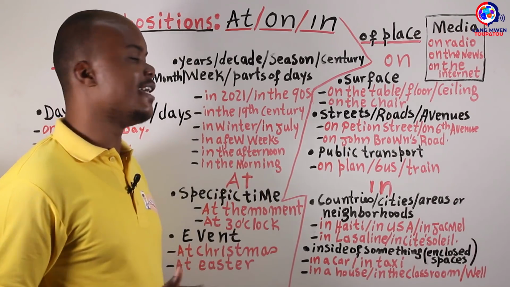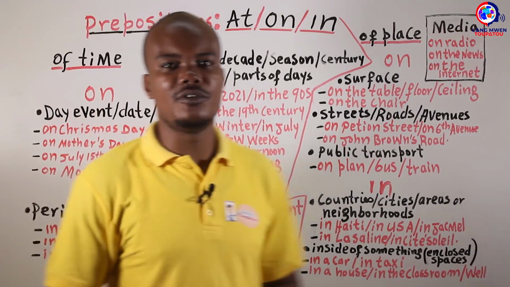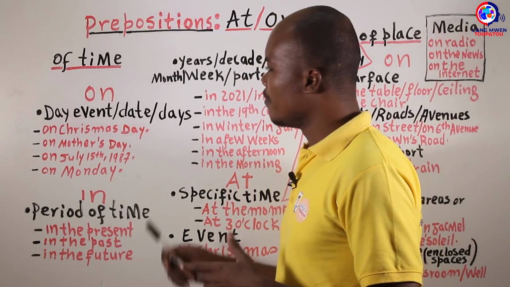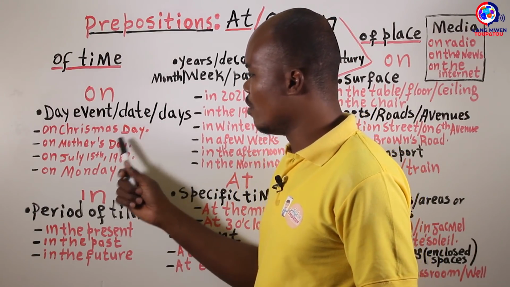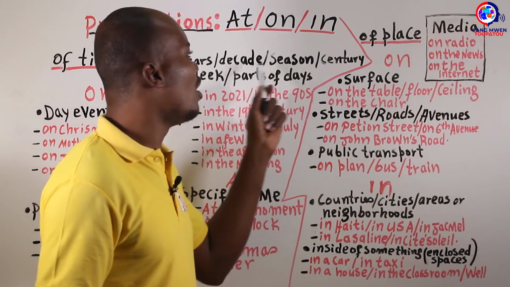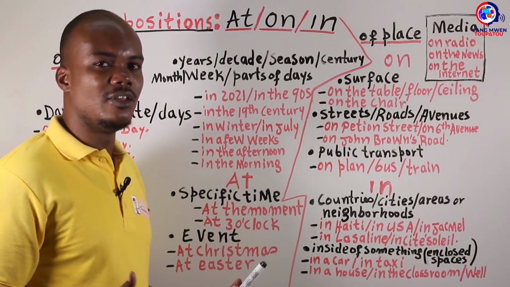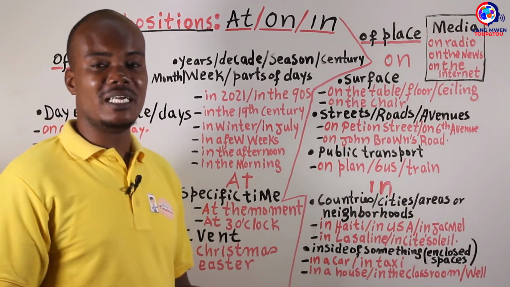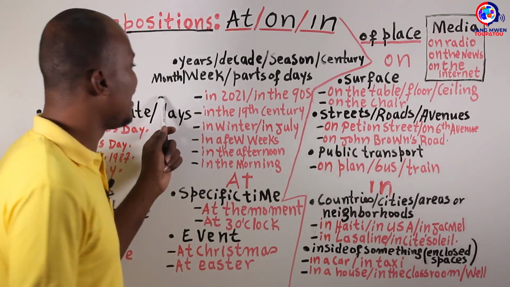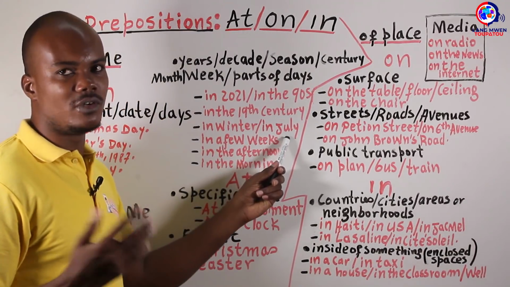Not only this, you can use it before week. But before going further, let me tell you here: with preposition on, you use preposition on before day, like if I say on Monday, and you use preposition in before month. You say in January, for example, and in July, for example.